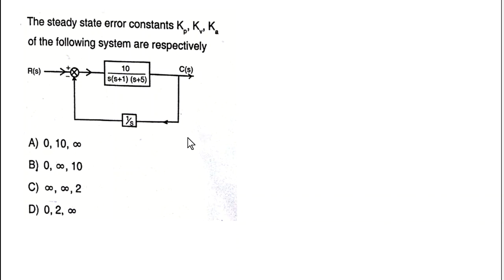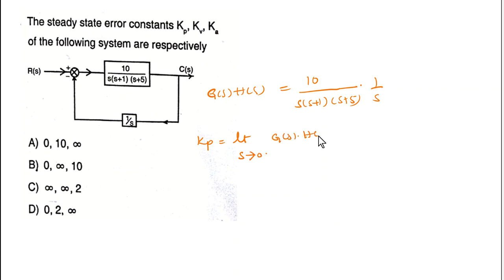Now what is the open loop transfer function? So g of s into h of s is equal to 10 divided by s into s plus 1 into s plus 5. H of s value is 1 by s here. Now first the value of Kp. Kp is nothing but limit s tends to 0 of g of s into h of s. If you substitute in this equation, you simply get 1 by 0, which is infinity.